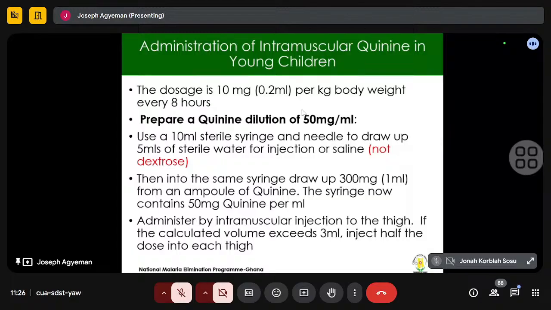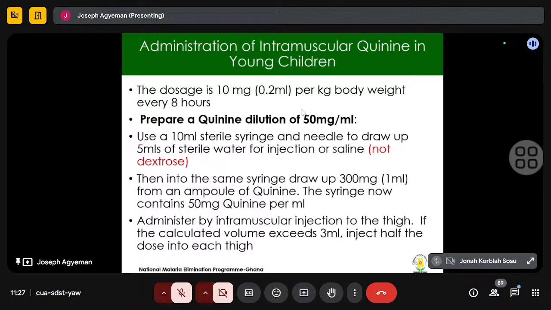And please mind you, the dilution has nothing to do with the dose. The dilution doesn't have anything to do with the weight or the dose. The dilution is just a recommendation: for pediatrics, prepare 50 milligram per ml; for adult, prepare 100 milligram per ml. After this, then you come and think about the dose based on the weight.